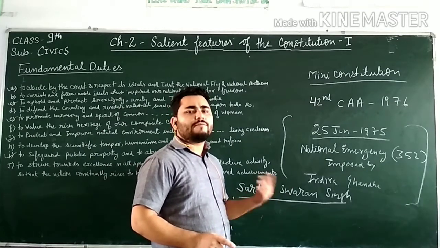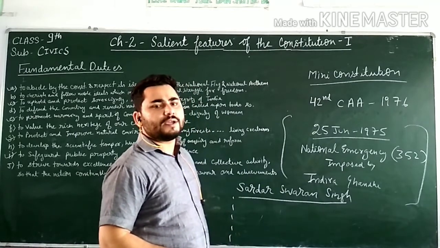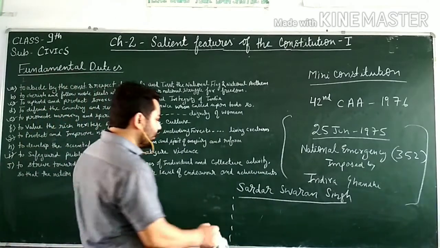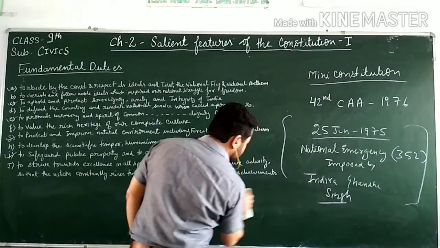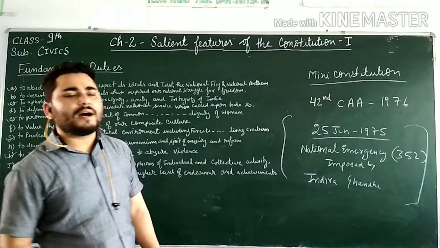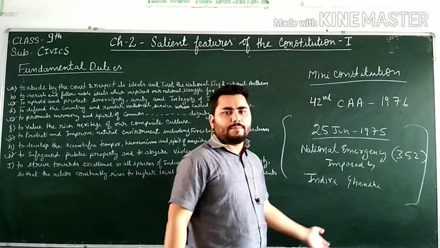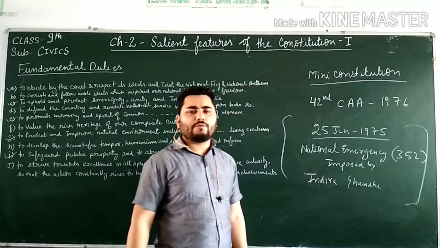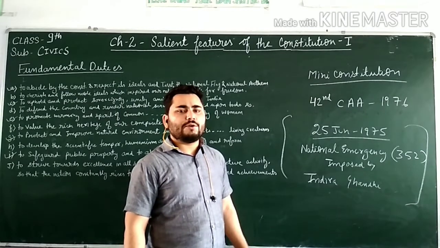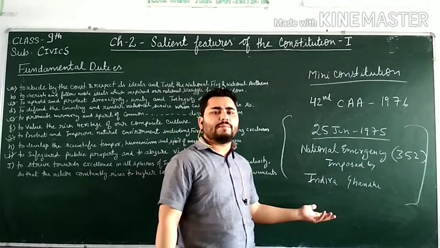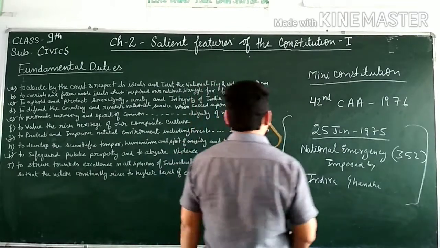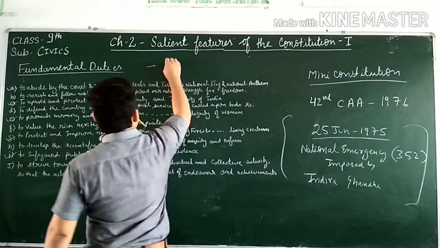Okay, then 10 fundamental duties were incorporated in our constitution. Now, these fundamental duties are not justiciable. Not justiciable means, unlike fundamental rights, these are not guaranteed by the Supreme Court or High Court of India. It means the Supreme Court and High Court of India cannot issue writs in order to force someone to follow these fundamental duties. They cannot issue writs. So we can say that fundamental duties are non-justiciable.